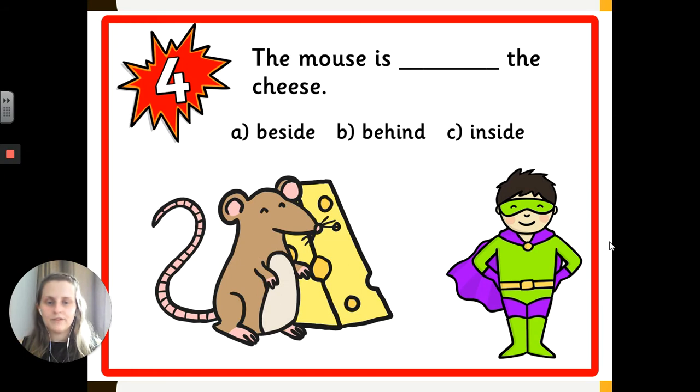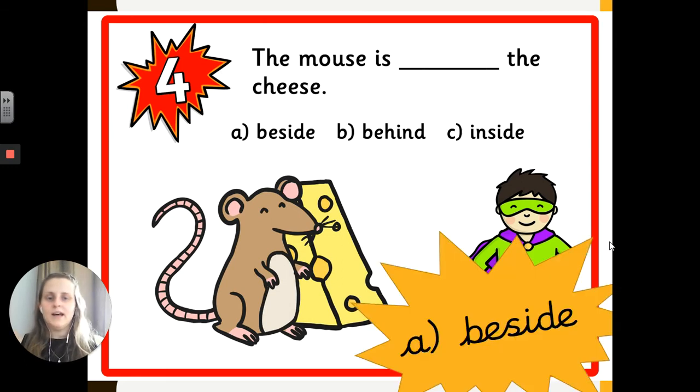Okay, I hope you're ready for your answer. Pause if not. So the mouse is beside the cheese. If he was behind it, he'd be somewhere over here. We wouldn't see a lot of him because the cheese would be in front of him. If he was inside of it, we'd see his face poking out of one of these little holes. So he's beside it, which means he's next to it. He stood next to that cheese. Okay.